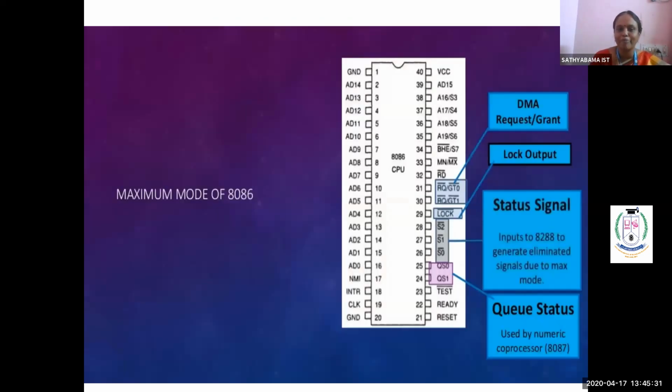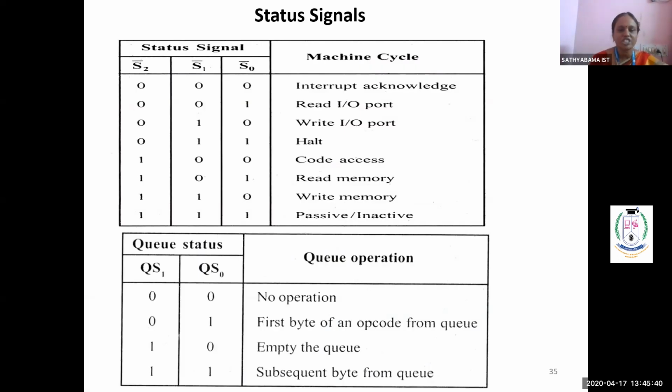Then we are going into maximum mode operation. You just see the 8 pins we are going to see. These are all the 8 pins, and we will see them in detail. First we will see the status signals. In the earlier version we have seen S0 and S1.